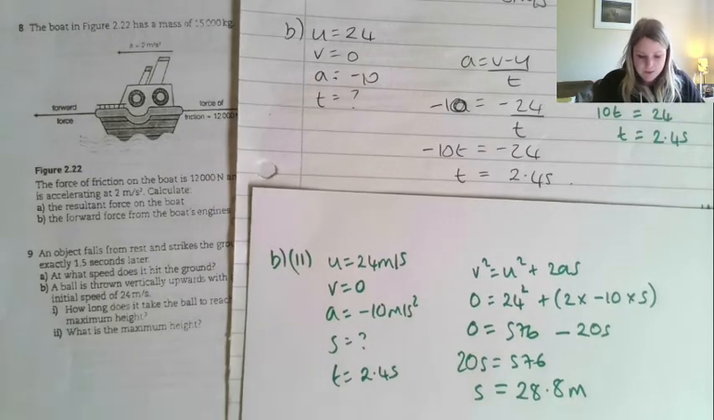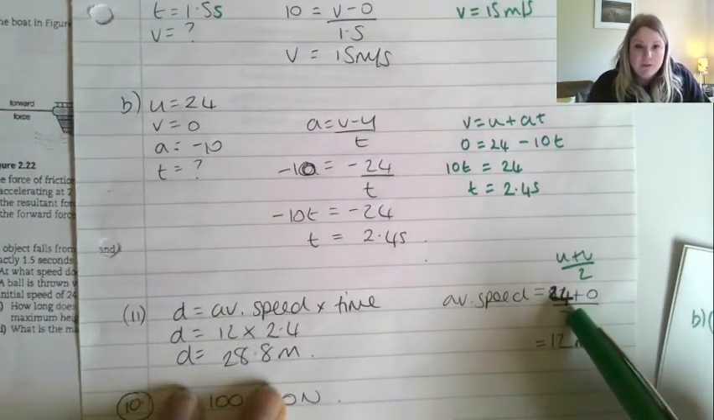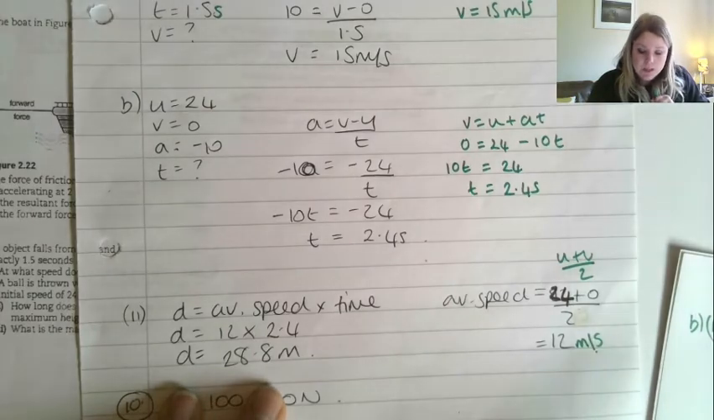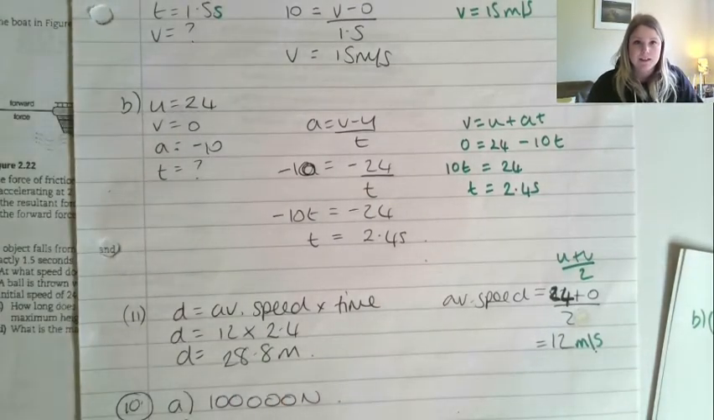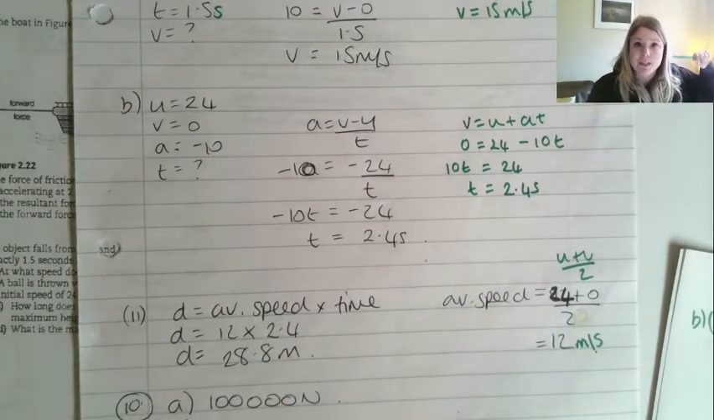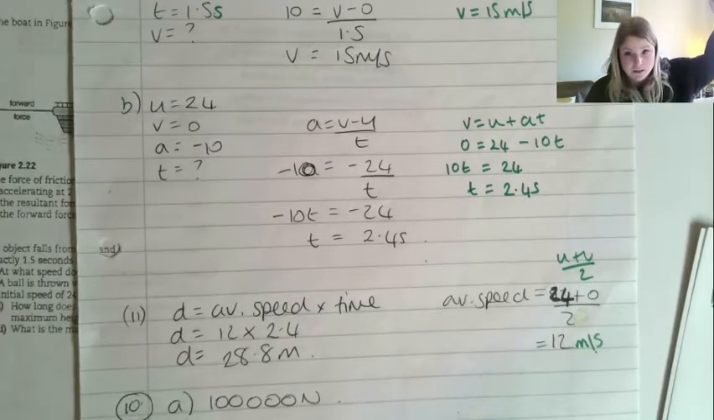Okay, so you can either do this or you can figure out the average speed for the whole journey and then use distance equals average speed times time. Remember, you cannot just do distance equals speed times time and plug in that 24 because that would calculate the distance as if it was travelling at 24 meters per second the whole time, and it's not. It's slowing down from 24 meters per second to 0 on the way up.